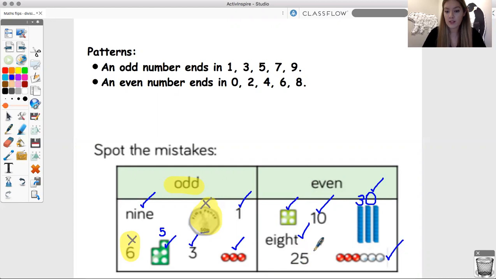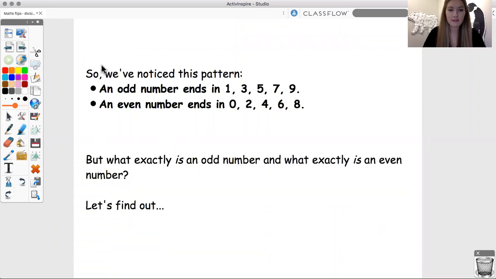We're looking at the ones digit, so I'm going to put a cross there. That is definitely an odd number. So if you got number 25 as the mistake, well done you. Okay, great work, everybody. Let's move on to the next part.